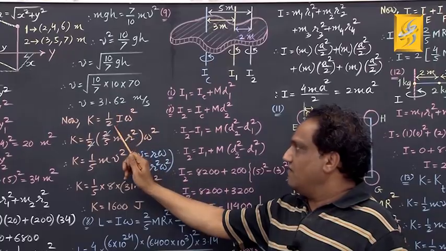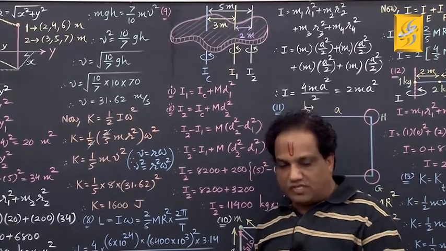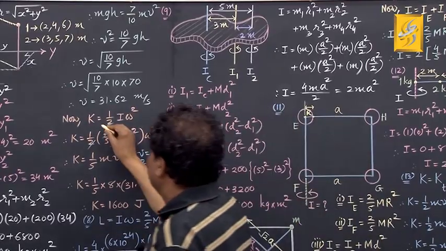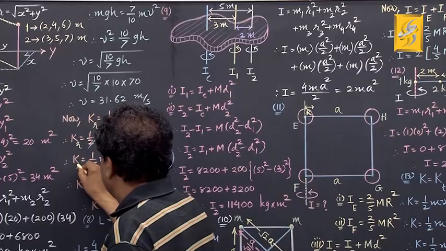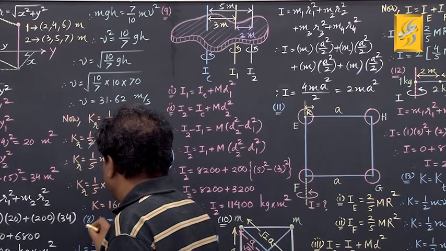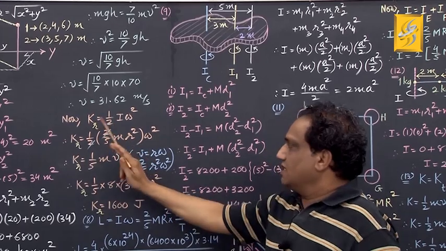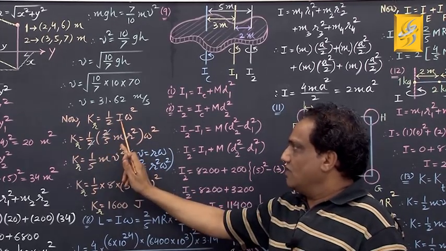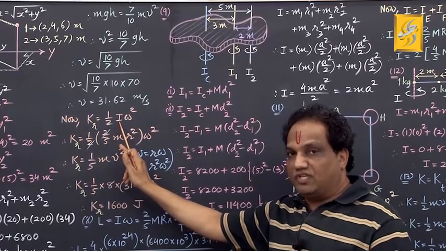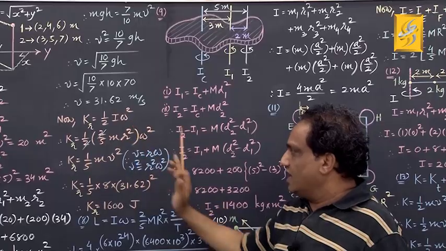It is half I omega square. If it is rotational kinetic energy, you may write Kr. Rotational kinetic energy is half I omega square, 1 by 2 as it is. What about moment of inertia? Moment of inertia for a solid sphere is 2 by 5 mr square, into omega square.